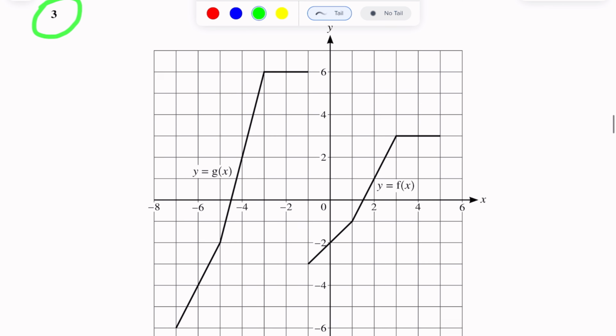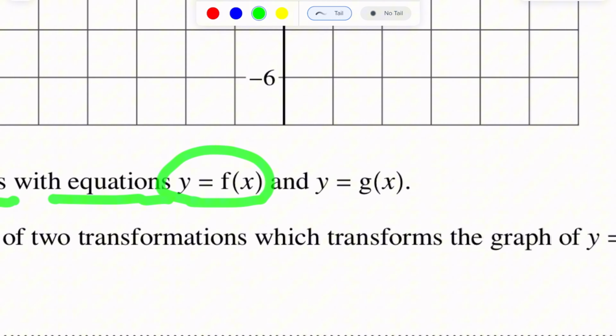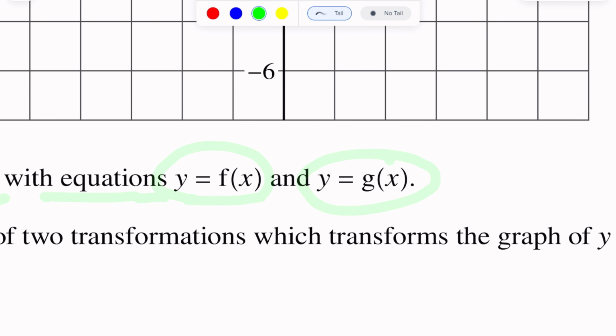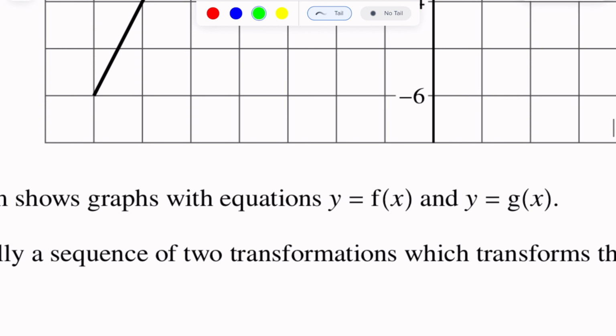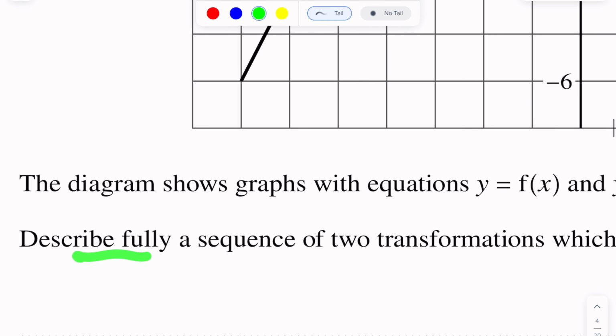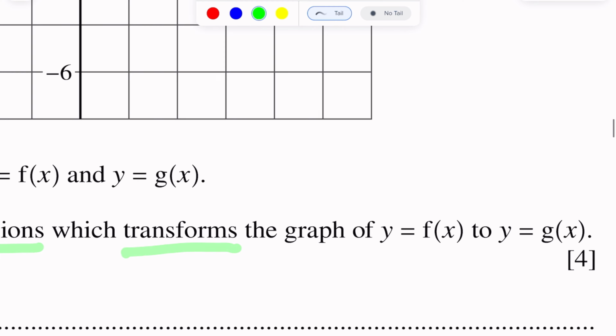Question number 3. The diagram shows the graphs with equation y is equal to f(x) and y is equal to g(x). These are two graphs. This graph is of f(x). This graph is of g(x). Describe fully a sequence of two transformations which transforms the graph of f(x) to graph of g(x).